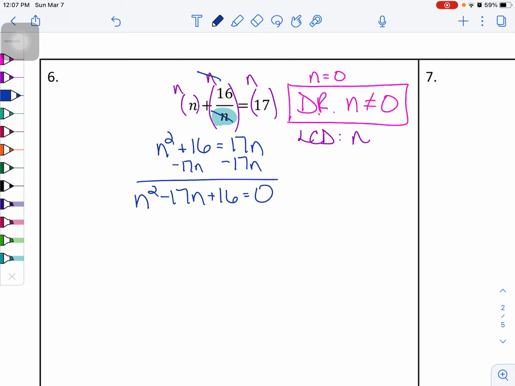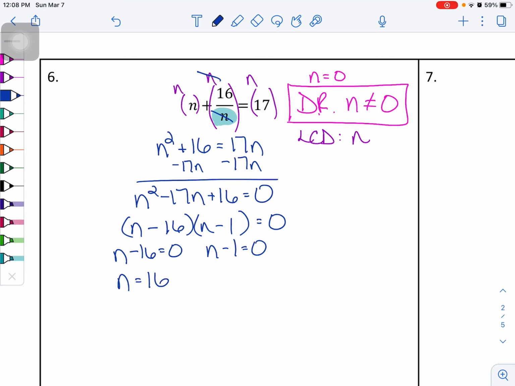This is a quadratic, so I'm going to go ahead and subtract 17n from both sides so I can get one side equal to 0. Now I'm going to factor this. So I'm looking for what multiplies to positive 16 and adds up to negative 17. Well, the only way to multiply to a positive and add to a negative is if both of your numbers are negative. So if I go with 16 and 1, negative 16 times negative 1 is positive 16. Negative 16 minus 1 is negative 17.